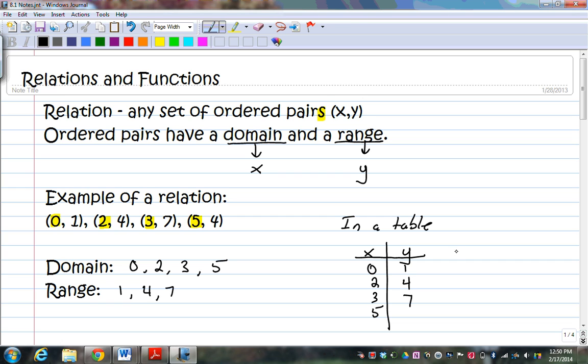Now it's also important to note that tables can also be written horizontally. Okay? I want you to know that because you'll see them both ways, vertically and horizontally. I don't want you to think that it means something different because it doesn't. All right. Let's move on to functions. So that's what a relation is.